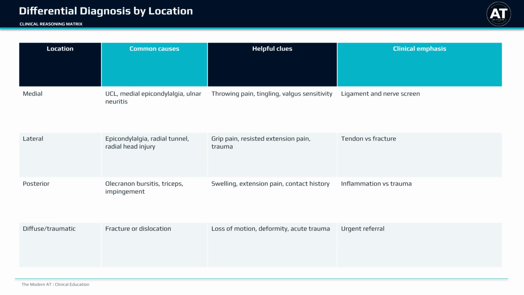Medial elbow pain in a thrower should include UCL stress, flexor-pronator overload, and ulnar nerve irritation. Lateral pain with gripping and resisted wrist extension often supports lateral epicondylalgia, but trauma or rotation loss brings radial head injury into the differential. Posterior swelling after direct pressure suggests olecranon bursitis, while posterior extension pain may involve triceps or impingement. Diffuse traumatic pain, deformity, major swelling, neurovascular symptoms, or loss of motion should lower the threshold for urgent referral.